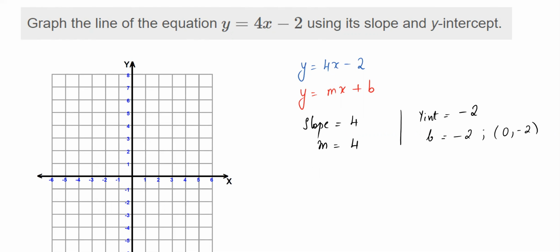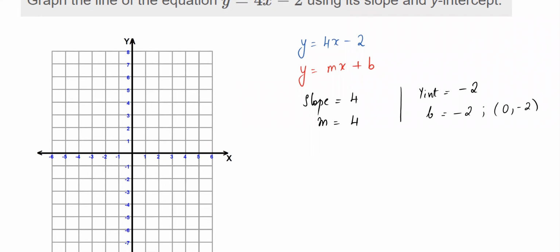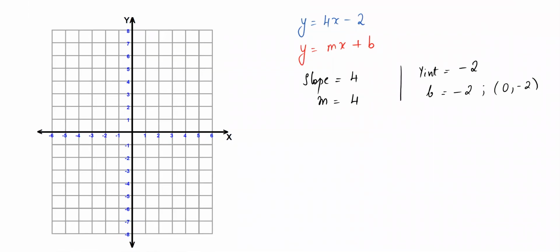Now, what we are asked to do is use these 2 details, the m and the b, to get the graph. Recall that we did the graphing by simply using the table method. We gave our own x's, plugged them in, and got our corresponding y's. You can totally do that. That's absolutely fine. It's a traditional way to graph any given equation.